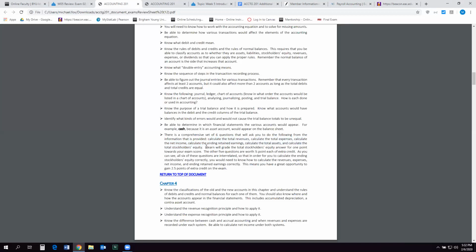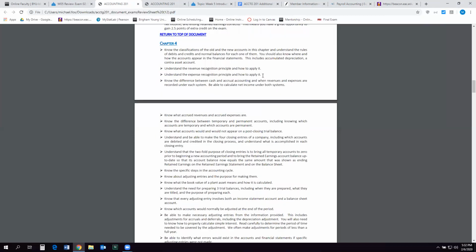So the way it's going to grade it is the total stockholders' equity is 1 point toward the exam score, and the other 5 questions are worth a half point of extra credit. So if you get all 6 of them right, you get the point plus 2.5 points of extra credit. All right, so that's the Chapter 3 information.